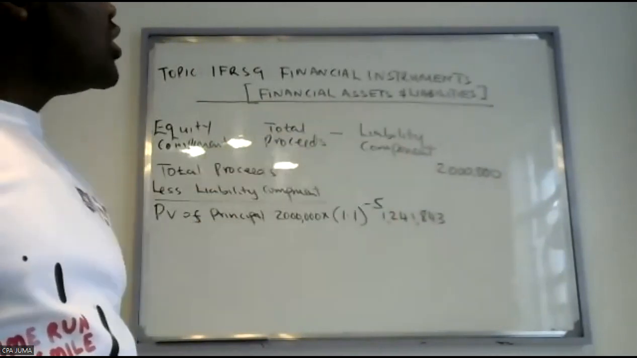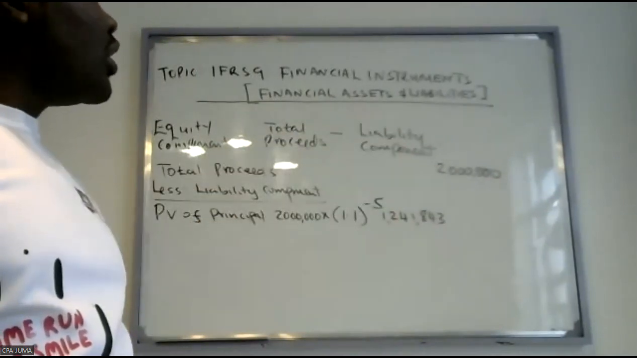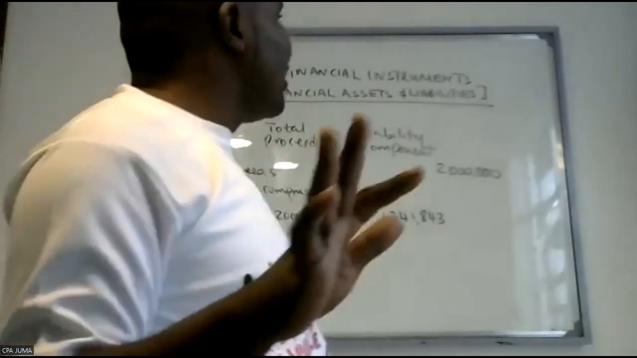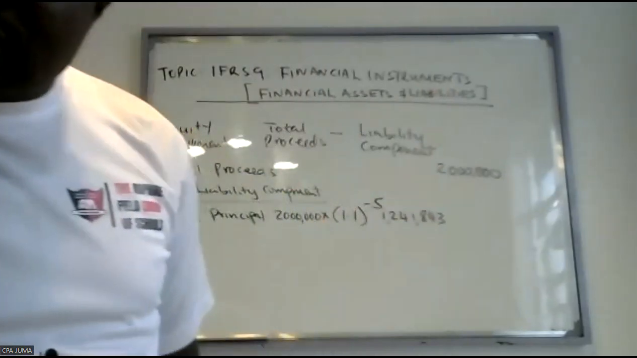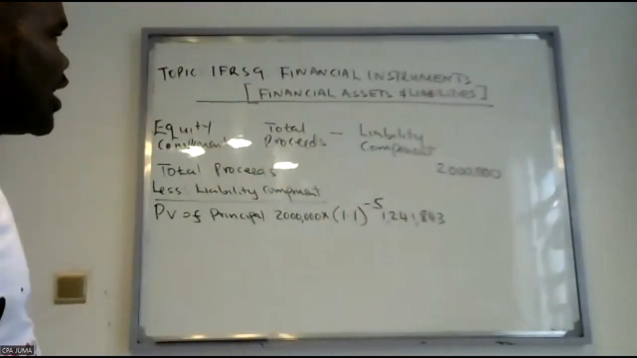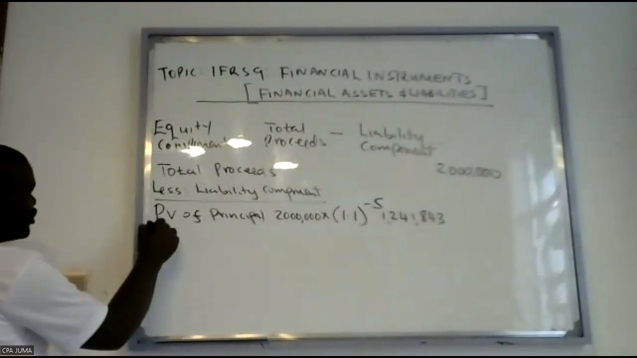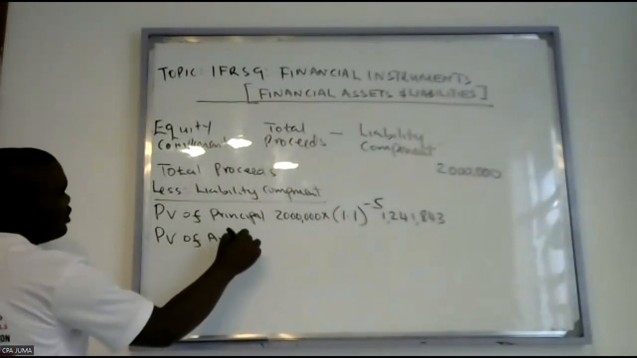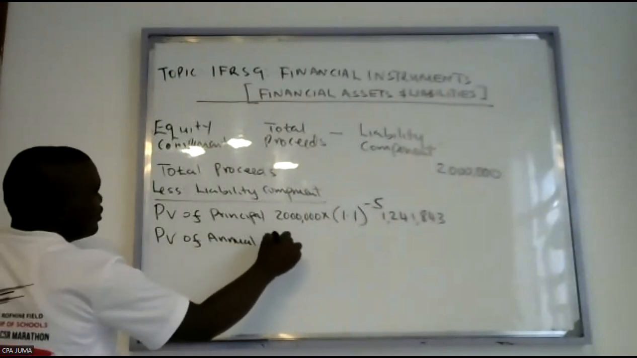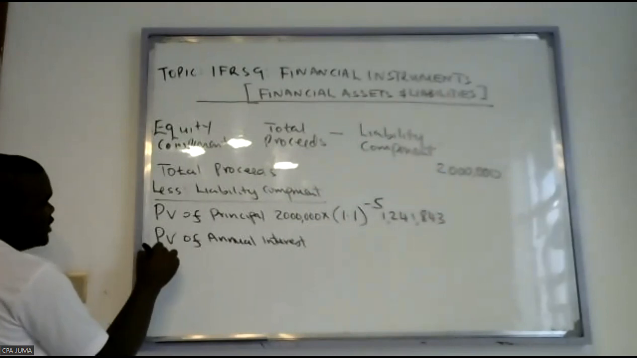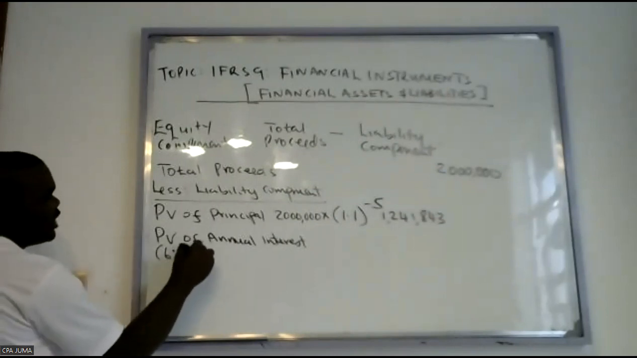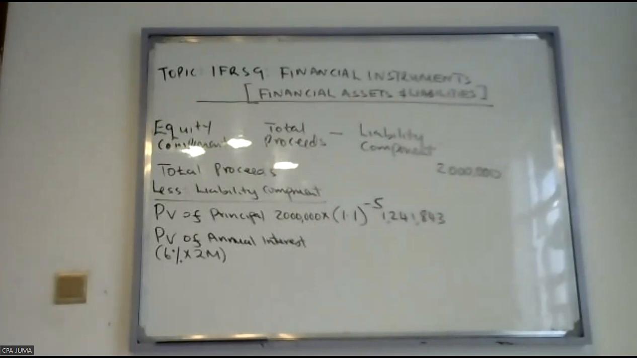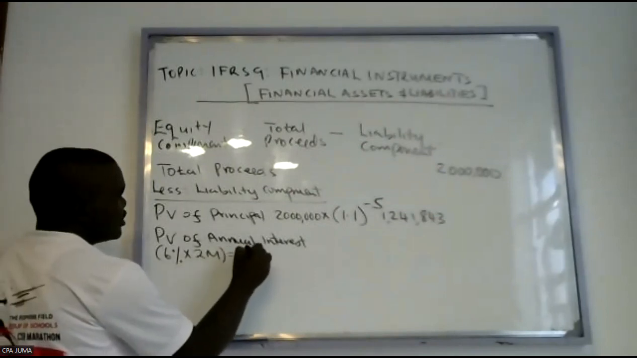You give them 2 million and they return it after 5 years with a purchasing power of 1.2. Then they tell you don't worry, we'll give you interest. Our interest is 6%. So they entice you with interest. So you also determine the present value of the annual interest. Annual interest is 6% on the principal amount. The 6% on the 2 million is 120.